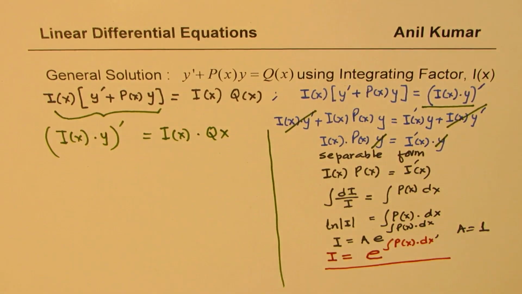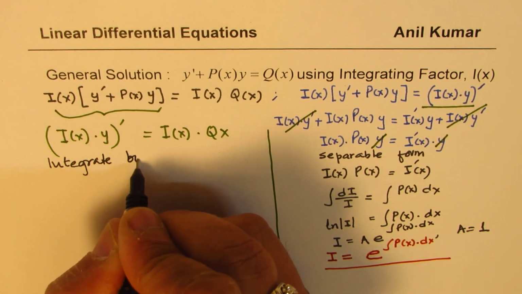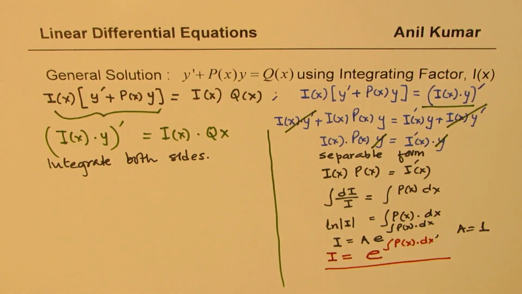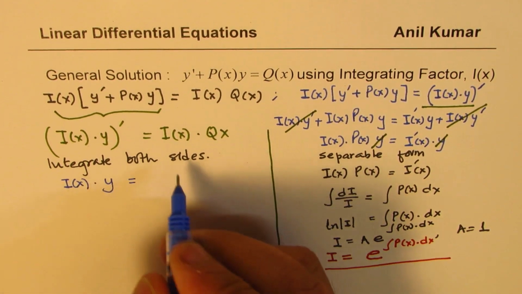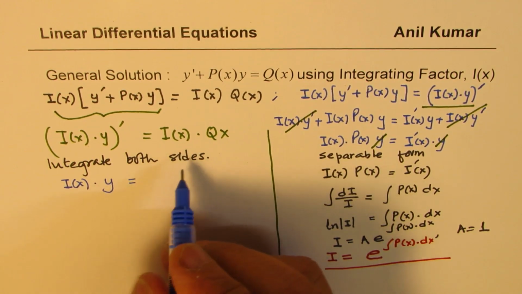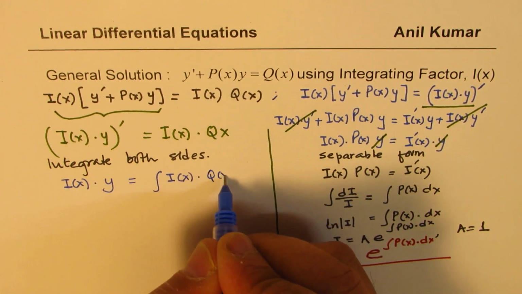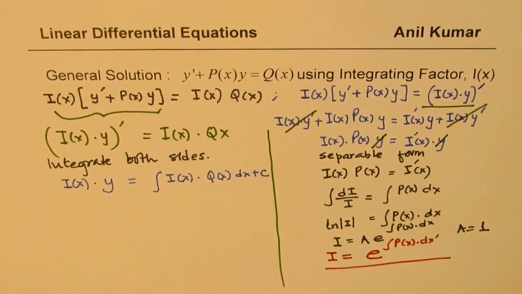Now if you integrate both sides, what do you get? You get the integration factor times y is equal to the integral of integration factor times q of x dx plus c. So that is what you get. Perfect. So when you know this integration factor, then it is very easy to find the solution.